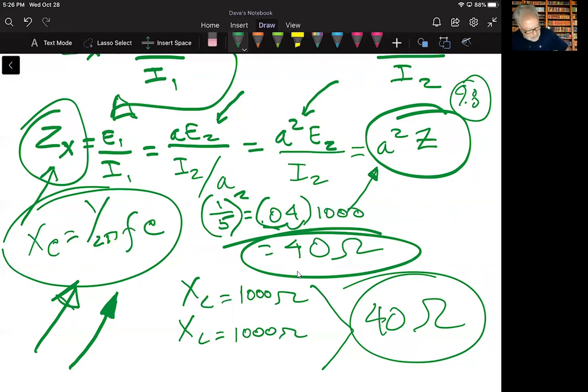But the main thing I want you to take away right now is this: the apparent impedance seen by the source in an ideal transformer is equal to the turns ratio, or the ratio of transformation, squared, times the actual impedance that is connected to the secondary terminals. Okay? And I'll stop at that.